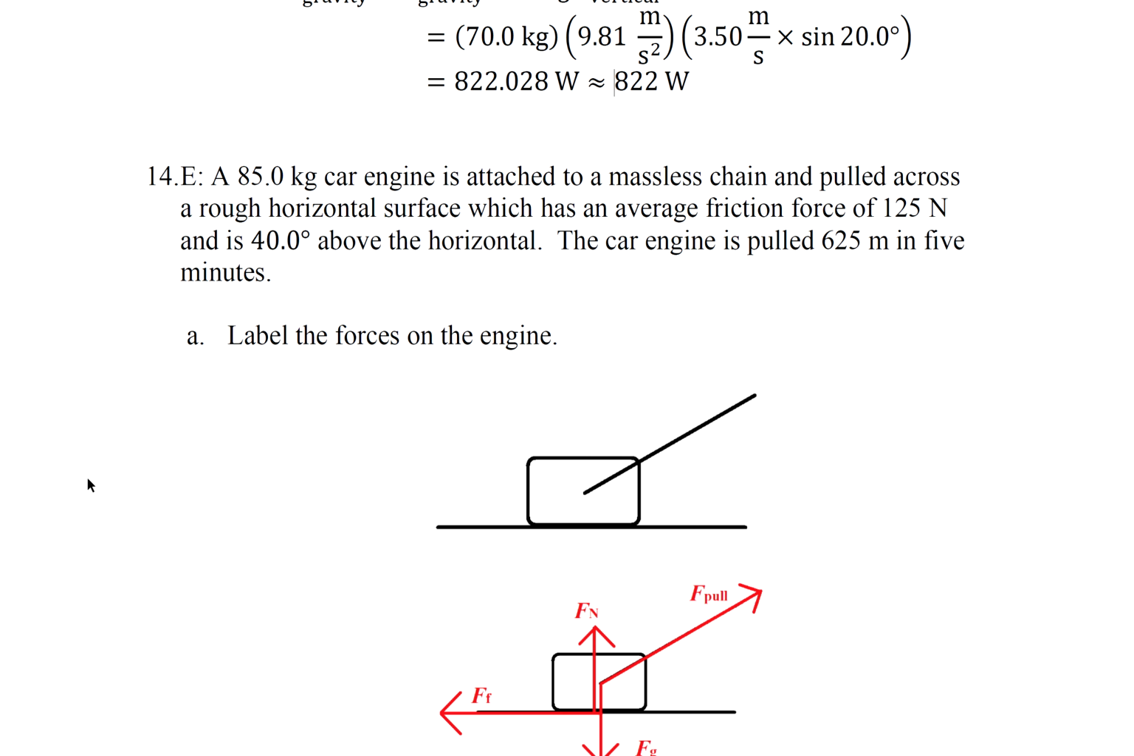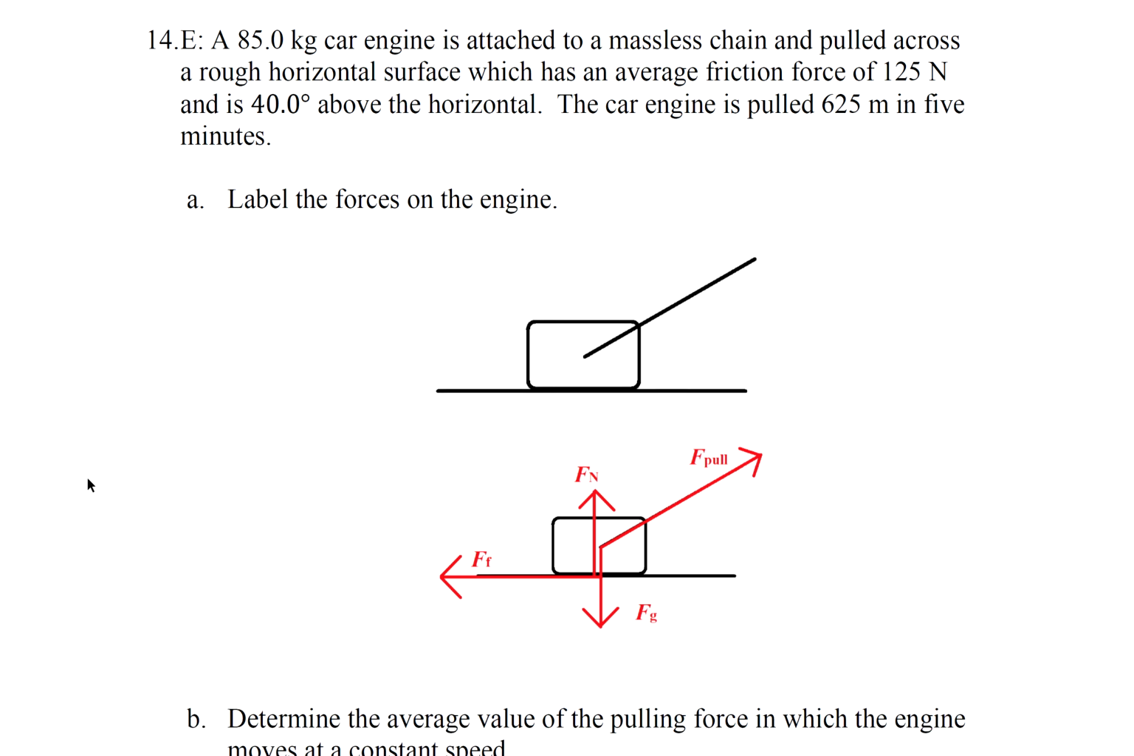Question 14. An 85 kilogram car engine is attached to a massless chain and pulled across a rough horizontal surface which has an average friction force of 125 newtons and is 40 degrees above the horizontal. The car engine is pulled 625 meters in 5 minutes. Part A, label the forces on the engine.